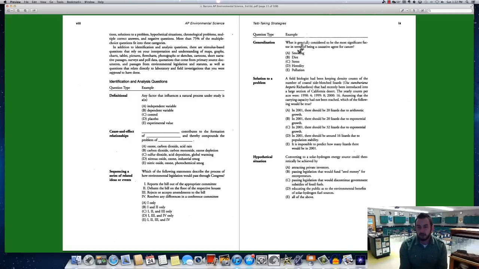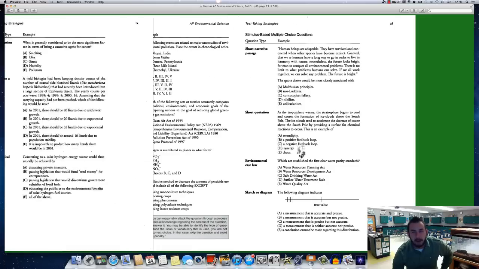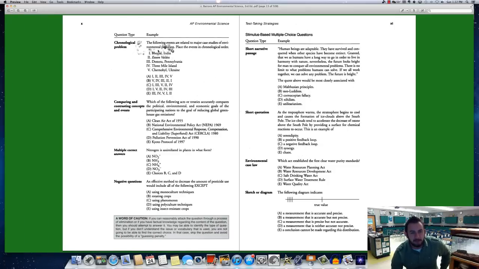Solution to a problem. So if you're given a situation like this, looks like a scenario-based question, then what should the solution to the problem be? Hypothetical situations might give you a certain situation they think up and ask you to predict the outcome of what might happen. Chronological problems, looking at which happened first as far as order of events. Now this is looking at all these different major case studies of environmental pollution in order of events. So that's chronological. The second one on this page is comparing and contrasting concepts and events, looking at the concept versus the event that happened, and analyzing those two.